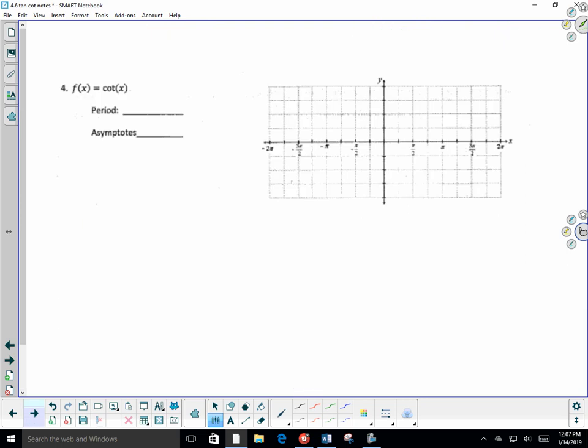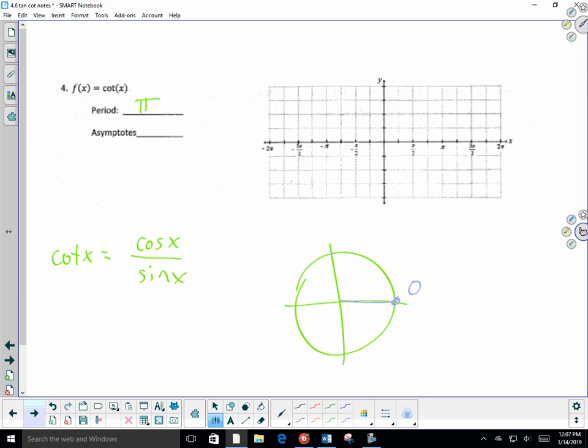All right, so that brings up cotangent. Cotangent is very similar, but it is a little bit different. The period is still going to be pi, but the asymptotes are going to be in a different spot. Remember, the cotangent comes from cosine of x over sine of x, right? So this time the graph is going to be undefined whenever sine is equal to 0. So thinking back to our unit circle, where is the sine equal to 0? Well, that's over here at 0, right, because the ordered pair is 1, 0. And over here at pi, because the ordered pair is -1, 0, right?